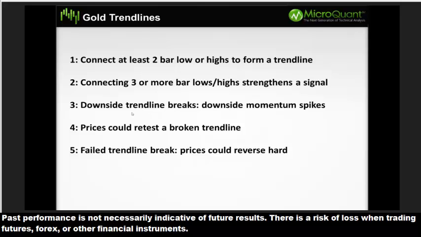The idea in gold is that if you see a downside breakdown or breakout of an upward sloping trend line, then you should see momentum really spike and take off. It should just fall apart. The market generally does that. However, sometimes the market can come back and retest that trend line, and then there are cases where it doesn't fall. It stalls out, and that's a huge warning sign if that happens. Prices could retest again a broken trend line. We'll see some examples of that.